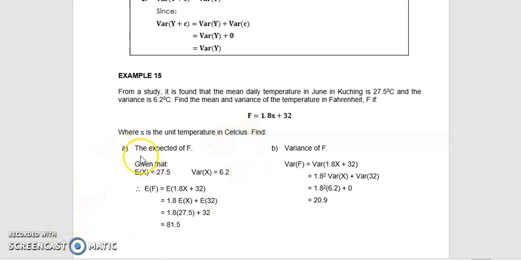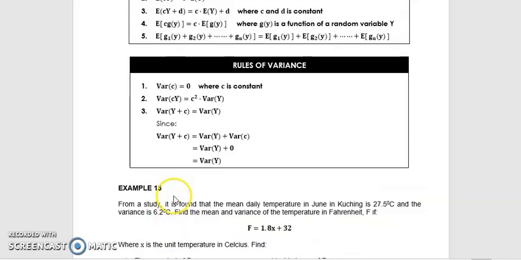Now find the expected value of F. The function that we have here is 1.8x plus 32, given that the expected value, the mean, is 27.5 and its variance is 6.2. How to find the expected value of F? We want to find the expected value of this function. You write like this: expected of F equals expected of, in brackets, 1.8x plus 32.